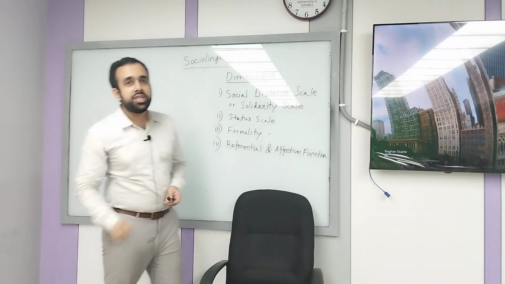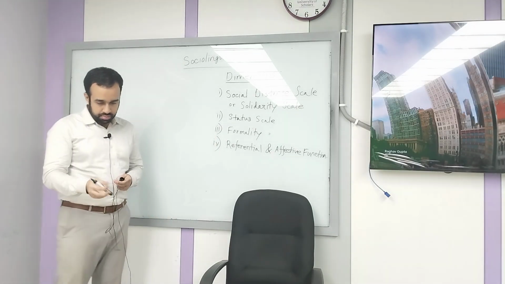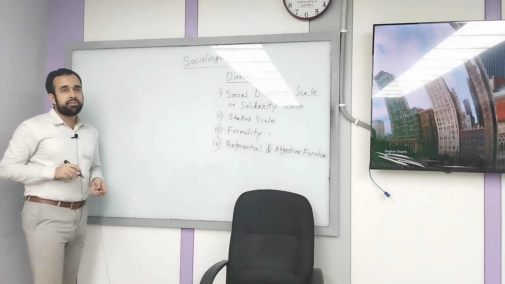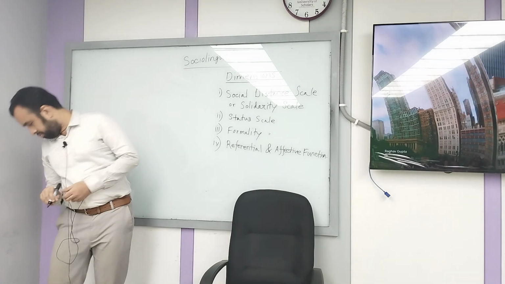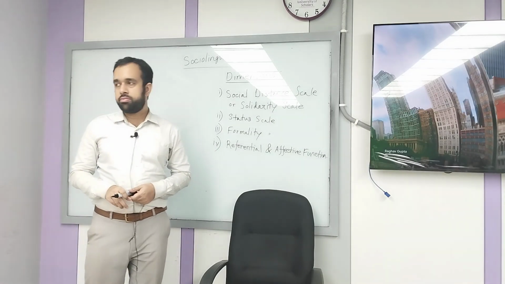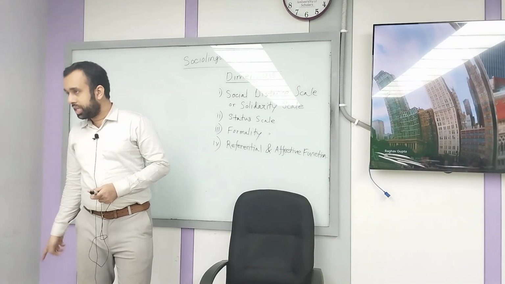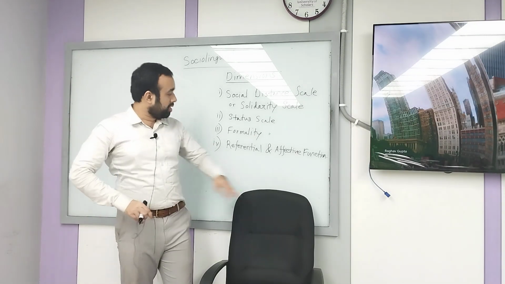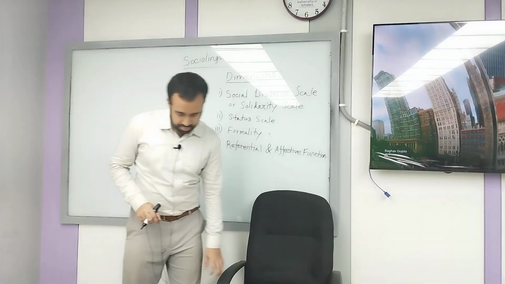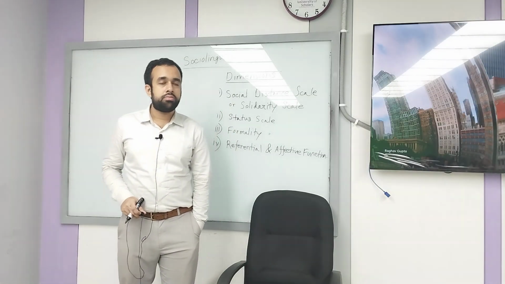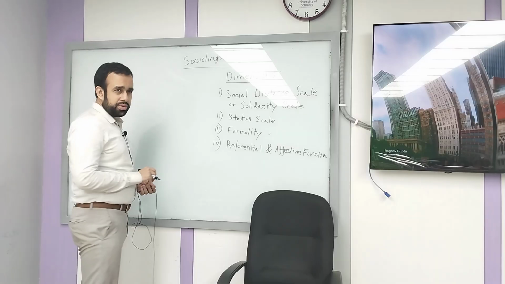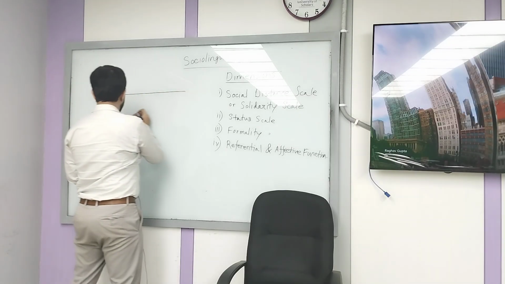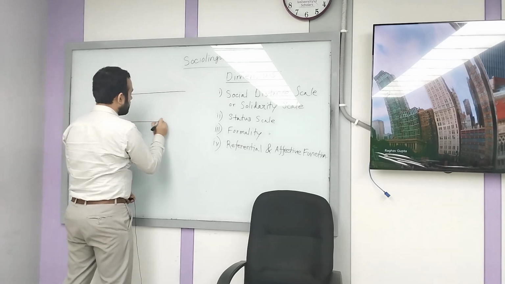Okay, the last one is the referential and affective function scale. How can you draw the referential and affective function scale? That will also be horizontal. Okay, so how can we draw it? Sir, there will be two horizontal lines. Right, scale, horizon.